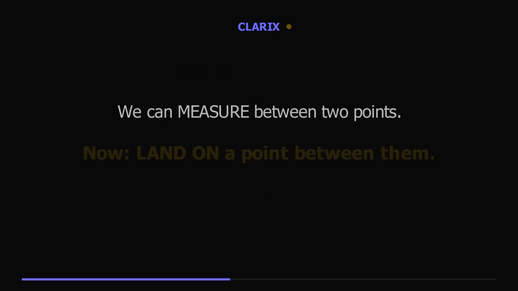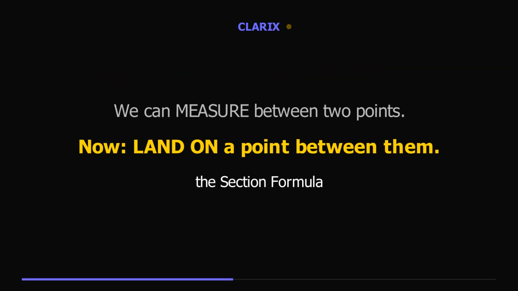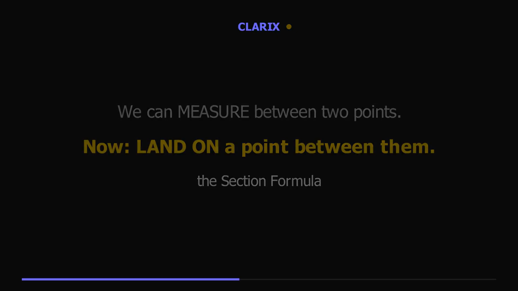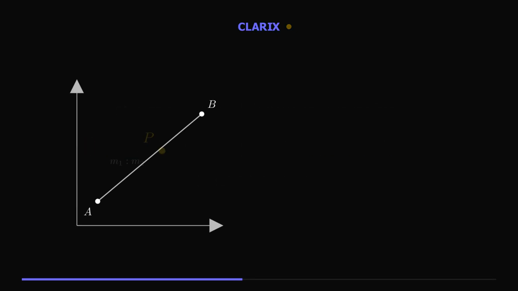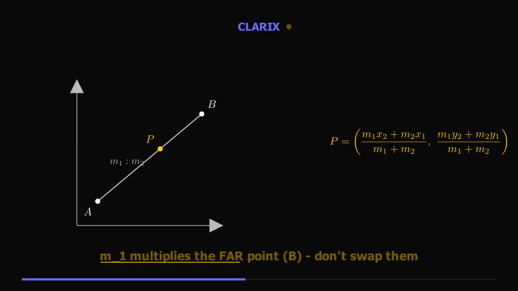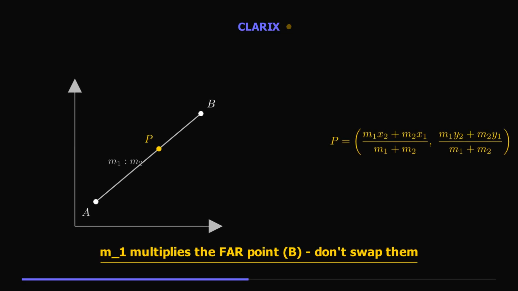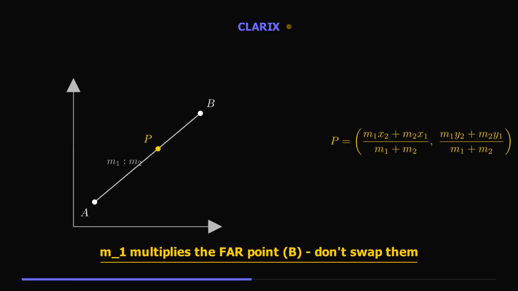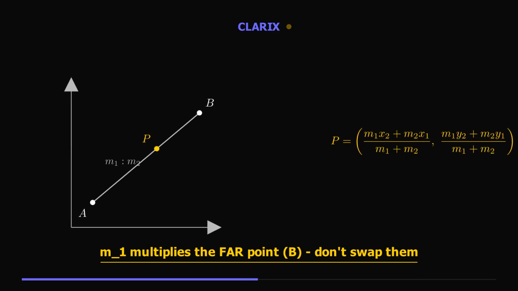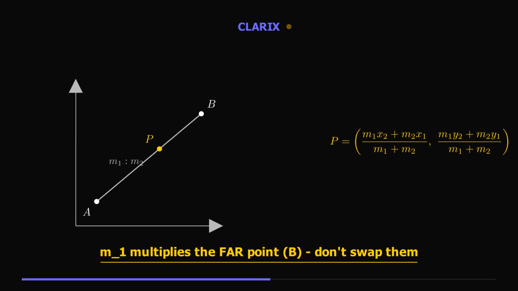So we can measure between 2 points. Now let's land on a point between them. The second big tool, the section formula. Say a point P divides the segment from A to B in the ratio m1 to m2. Its coordinates are m1 times x2 plus m2 times x1 all over m1 plus m2, and the same pattern for y. The one thing to burn in, m1 multiplies the far point B. Swap them and you'll get the wrong point every time.